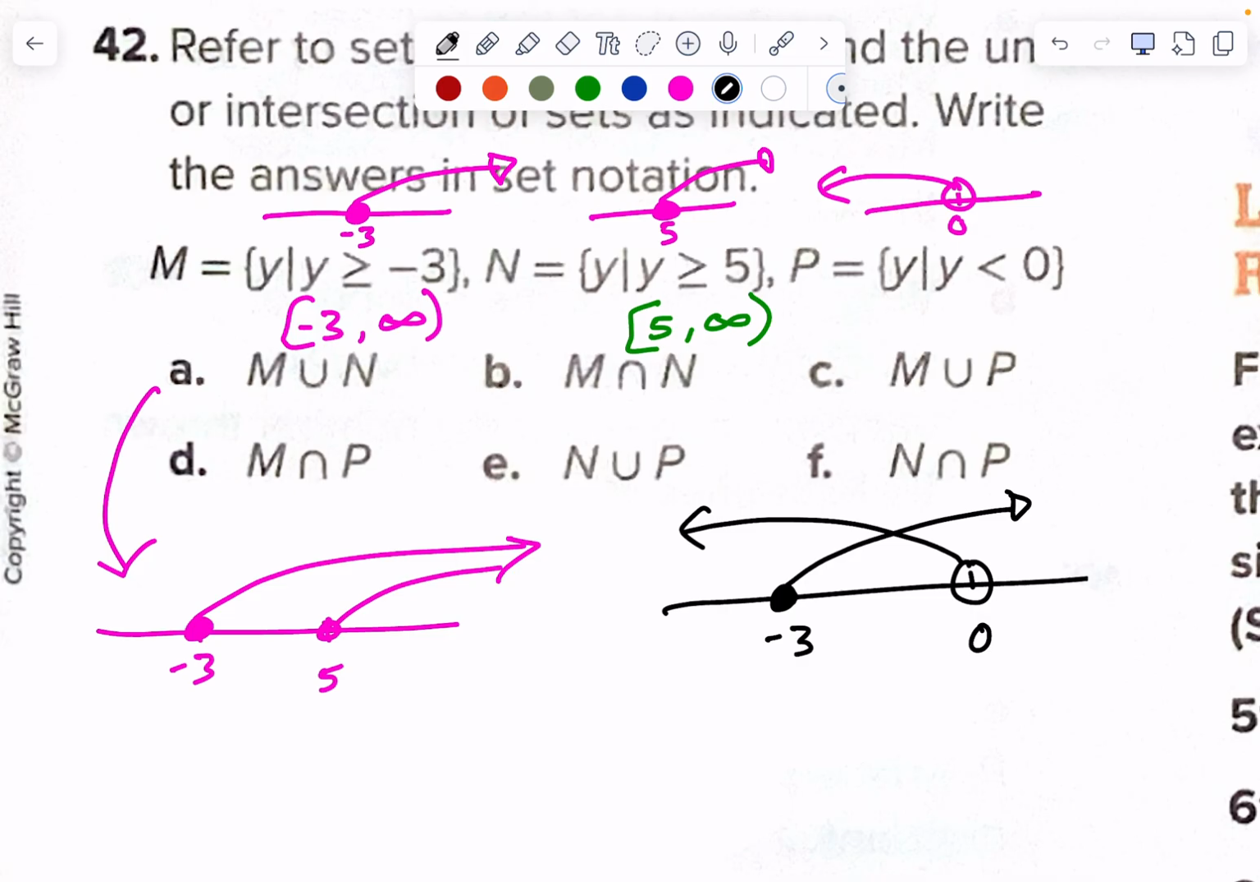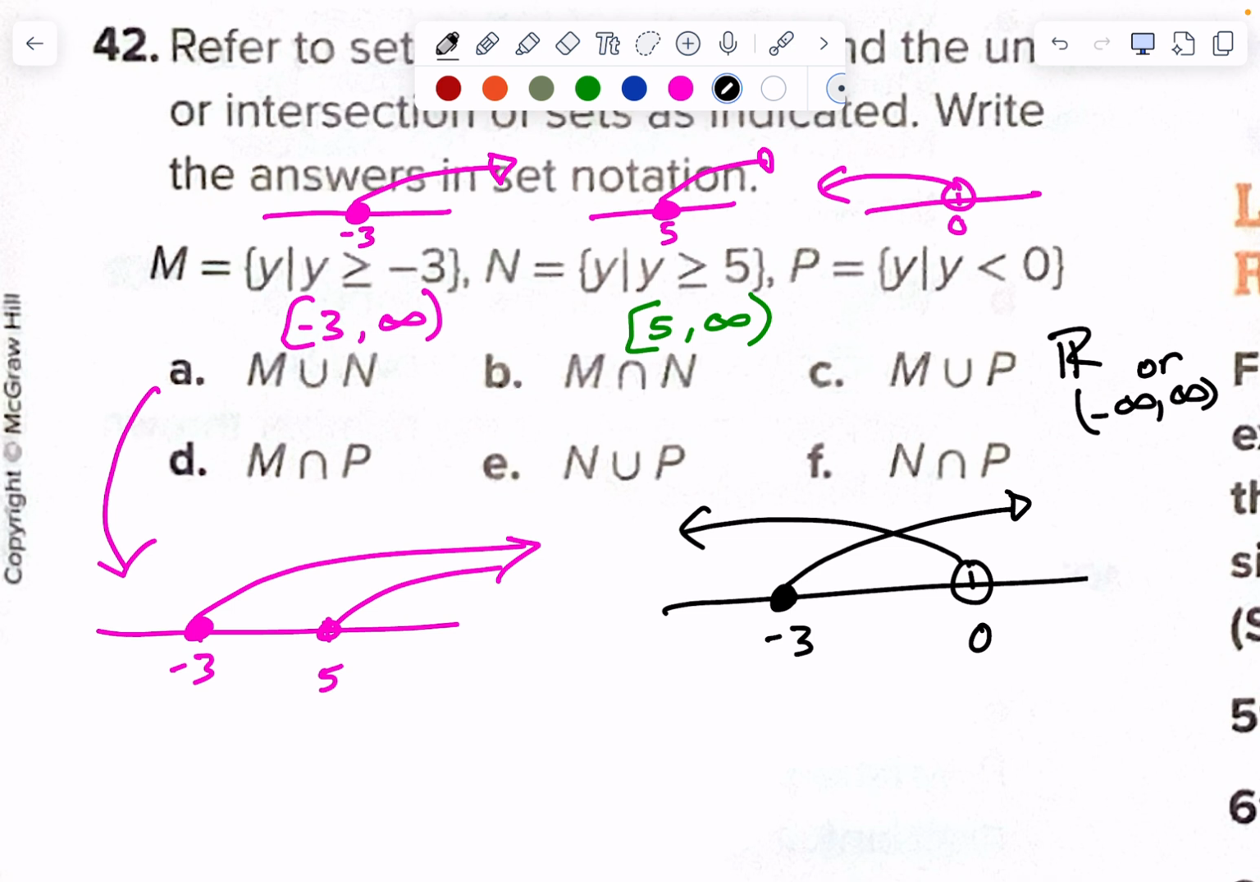So union, what do we own? All of it, even the 0 that's covered up? Yep, because the -3 guy owns him, right? Okay, so we own all reals, or you can say negative infinity to positive infinity. Either way you want to say it, we own everything.